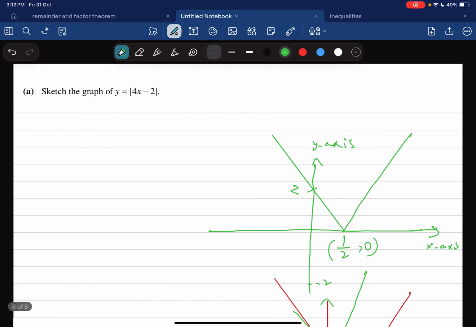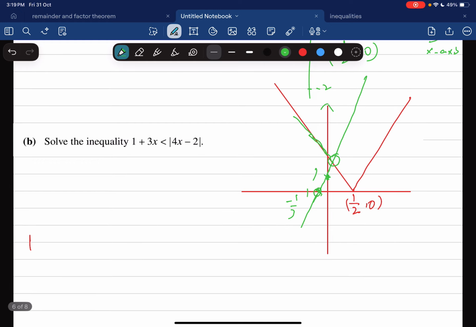Next, 4x minus 2. This diagram, 4x minus 2. If you don't know, make a box, put x and y values. Take x 0, y is minus 2. Take y 0, x is 2 upon 4, 1 over 2. You can easily make it. The x-intercept is 1 over 2 and 0. The y-intercept is 0 and minus 2. So this is the diagram.